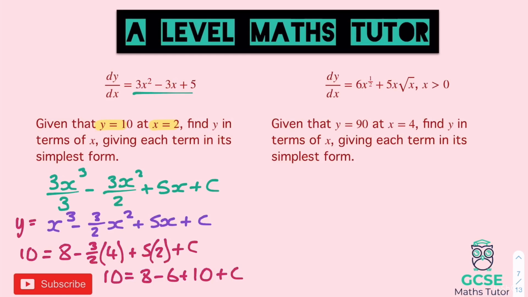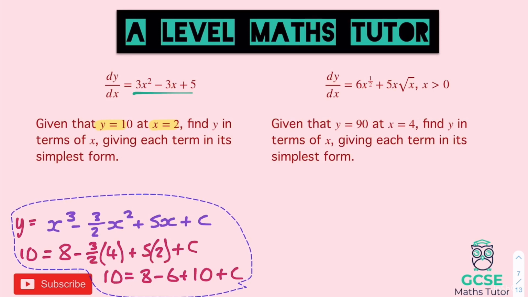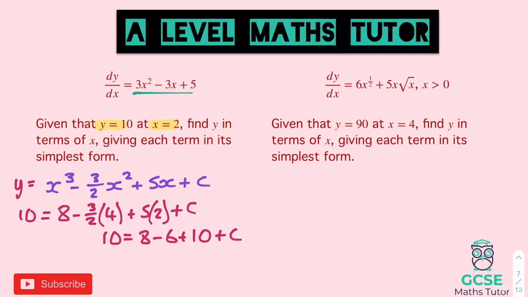So let's just get rid of part of this. Let's remove this bit here, just so we've got a bit more space. There we go. Right, so we get c equals negative 2 to make that all balance out. And then we just need to write our line equation there, which is y equals x cubed minus 3 over 2x squared plus 5x minus 2. And there we go, that's that one finished. Okay, so on to our next one.